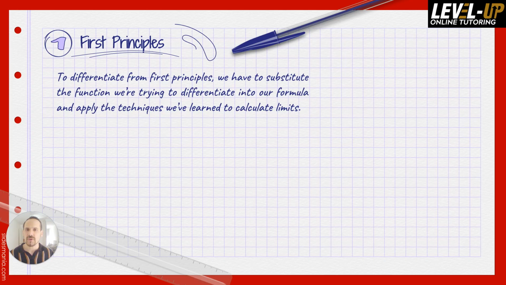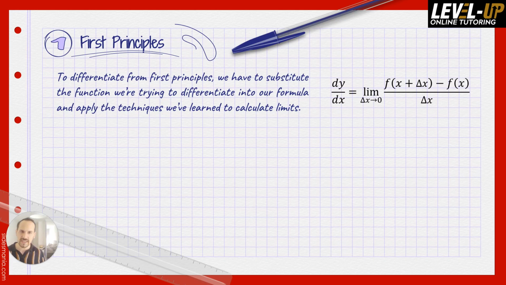To differentiate from first principles, we have to substitute the function we're trying to differentiate into this formula and apply the techniques we've learned to calculate limits. Differentiating from first principles can get quite complicated for certain functions, but you'll only ever get asked something that is a relatively simple function. So say this one here. If we simply have y equals x squared, that's essentially a quadratic. It's a non-linear function, so we're not going to get a constant gradient.